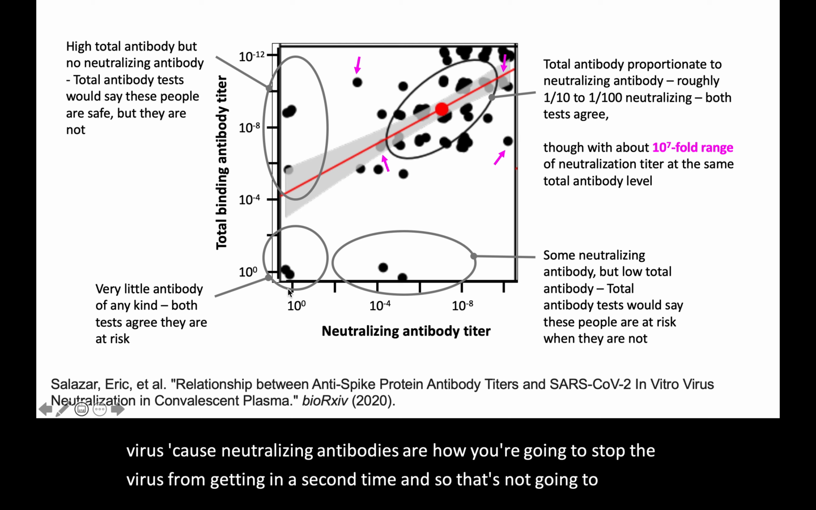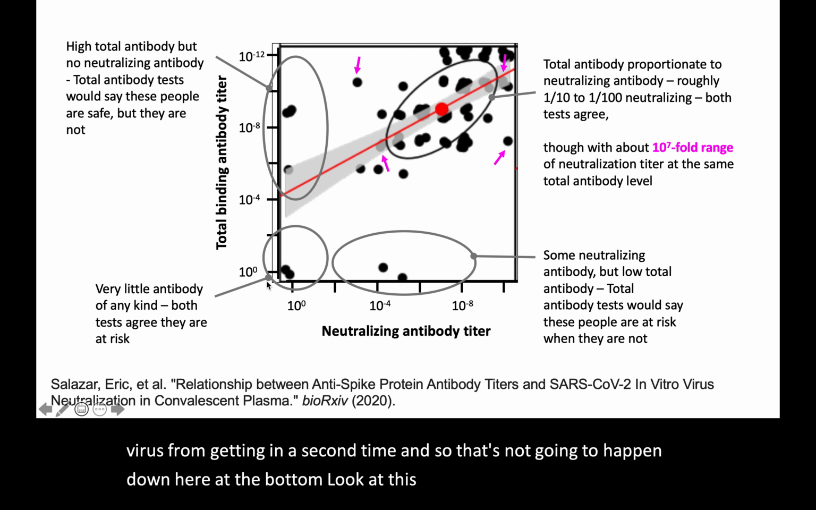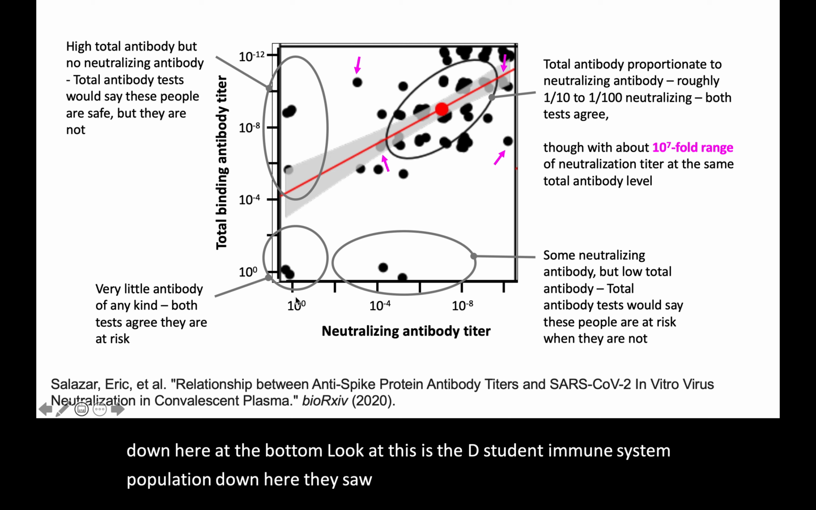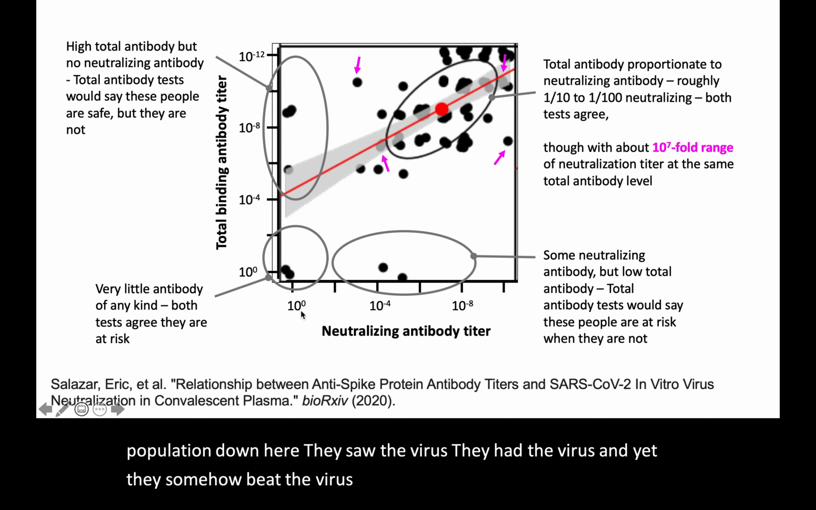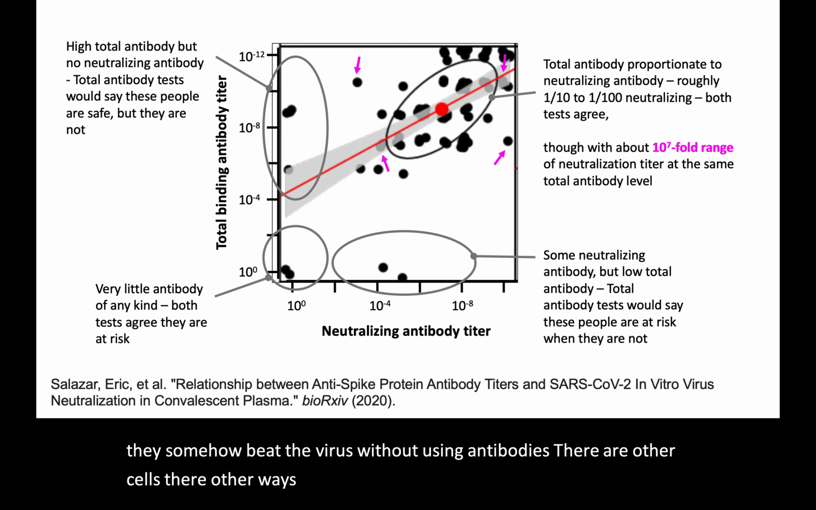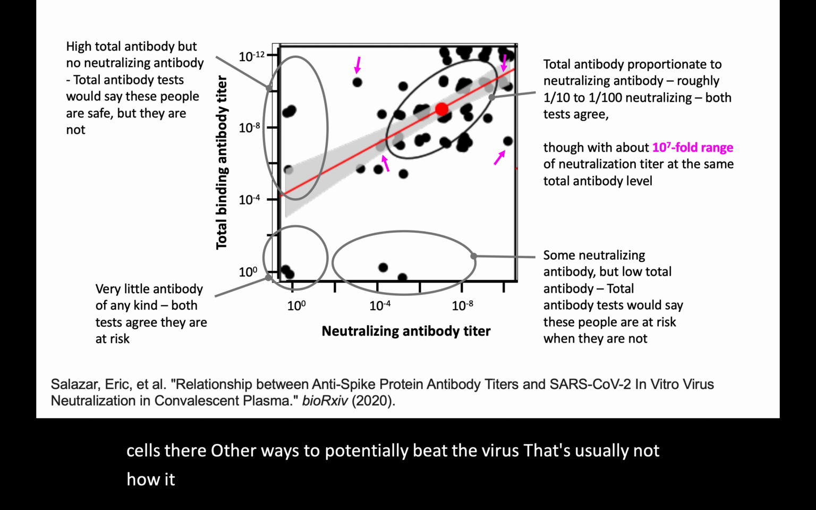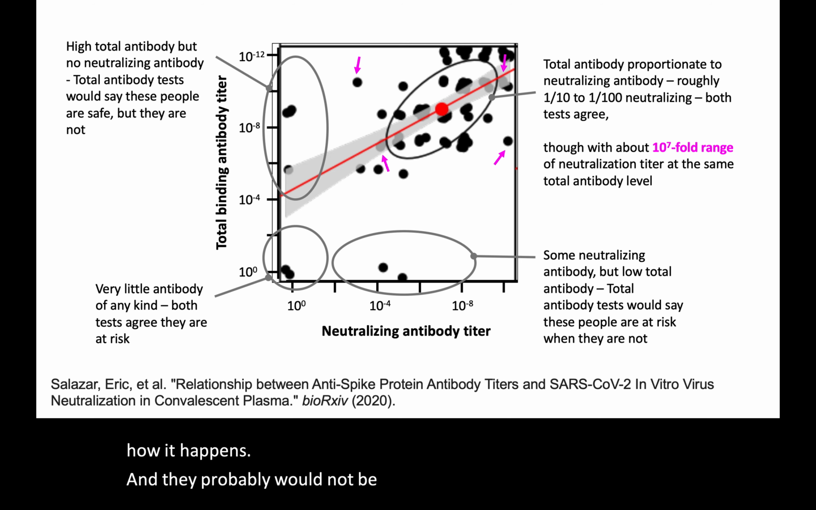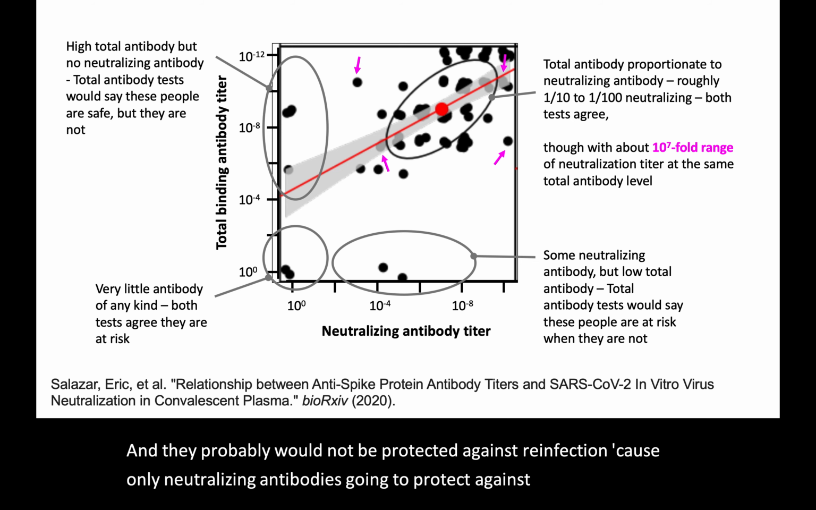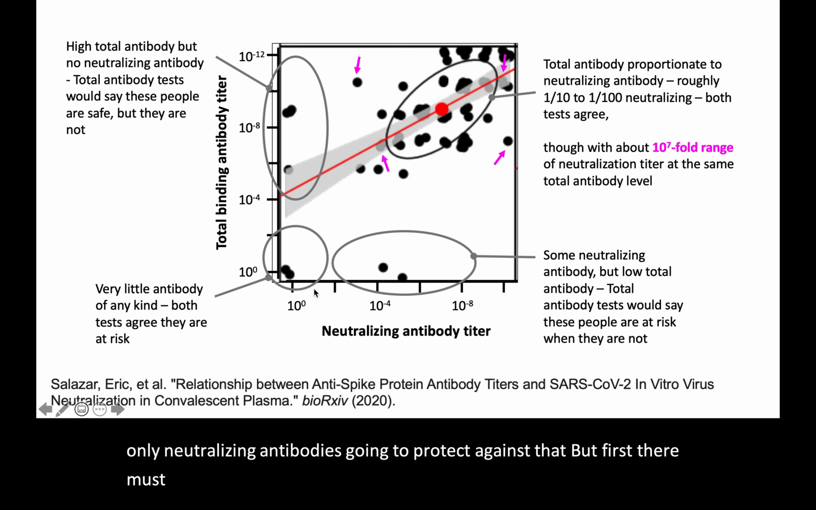Down here at the bottom, look at this. This is the D student immune system population down here. They saw the virus, they had the virus, and yet they somehow beat the virus without using antibodies. There are other cells, there are other ways to potentially beat the virus. That's usually not how it happens, and they probably would not be protected against reinfection, because only neutralizing antibody is going to protect against that. But there must be something in their immune system.